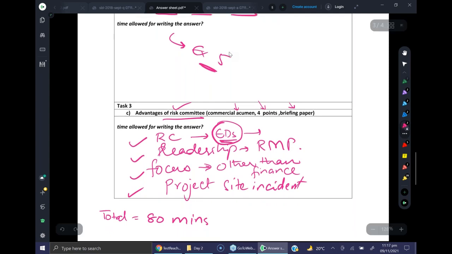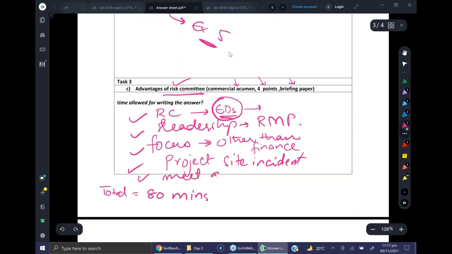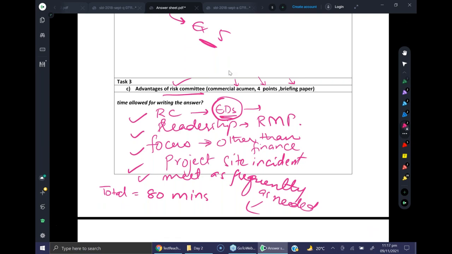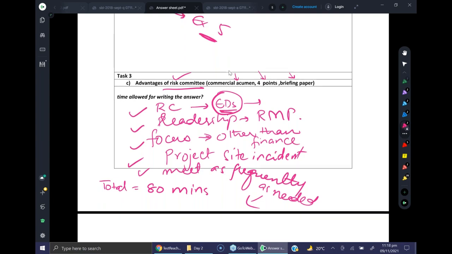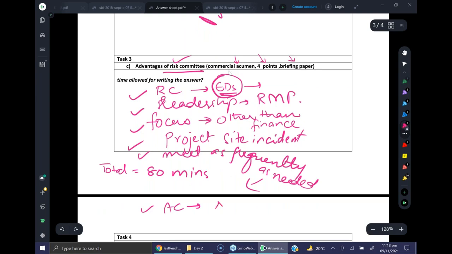And also if there is a separate risk committee, they can meet as frequently as needed, because the audit committee meets after like 3 months or so. And we can say that the risks are changing very frequently, so they need to meet more frequently, and audit committee might not have this time. Another point which I can think of is audit committee have its roles, a lot of work to do, so they are not actually very much emphasizing on this risk area.